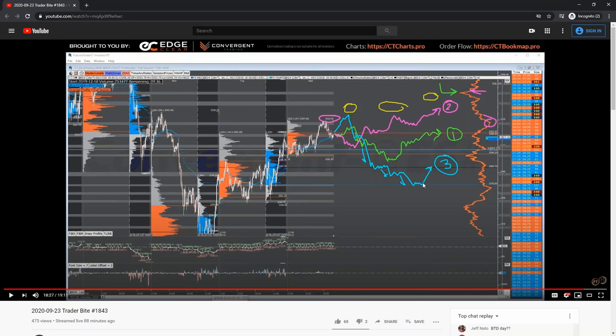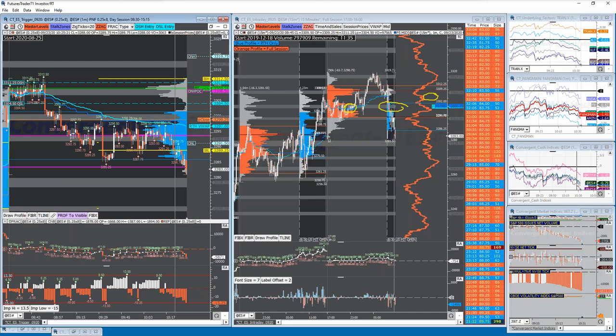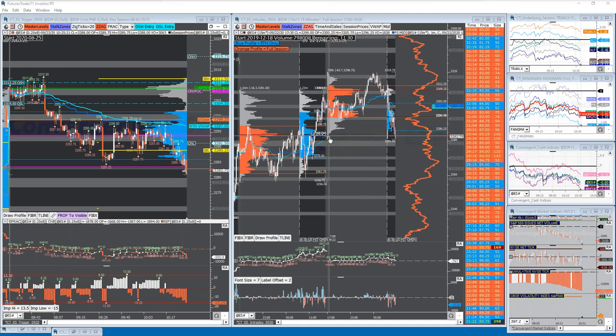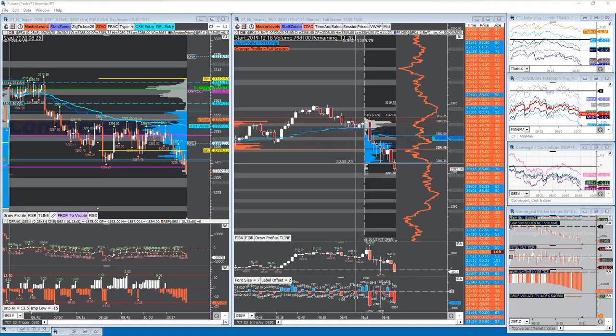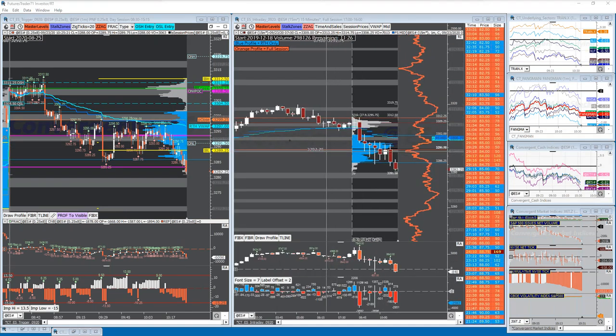So 7050 becomes scenario three's key test price. Okay, great. Now, that's coming into the session, those are the ideas for the day. Then the market opens and we look at what did it give us?